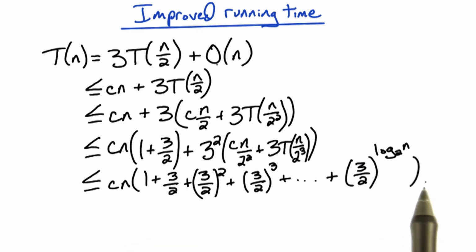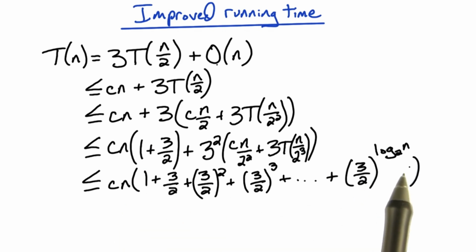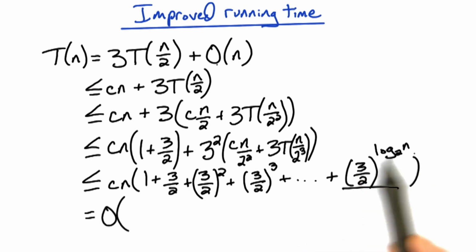Now we have this geometric series. We've got to look at the series and see whether the terms are equal. They're not. Is it a decreasing geometric series, in which case the first term dominates? It's not. It's an increasing geometric series because 3 halves is bigger than 1. So the last term dominates. So this whole thing is on the order of the last term.